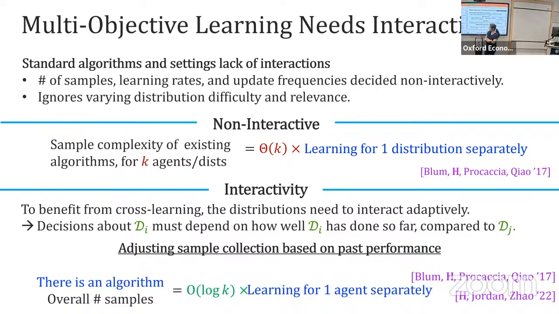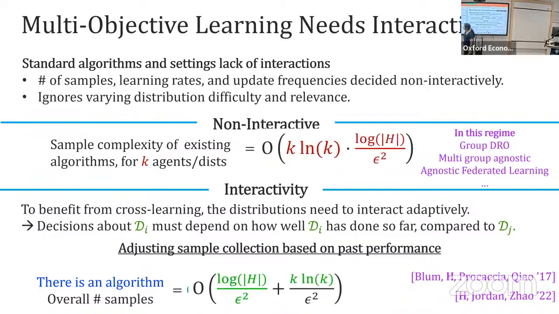So one way of thinking about this is that you're going to adjust sample collection based on past performance. And if you do this, what you're going to see is that instead of needing K times as many resources or samples, you can get away with log K times. In fact, you can get away with less than this.